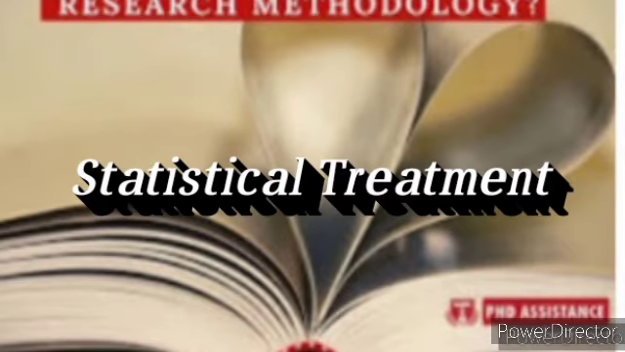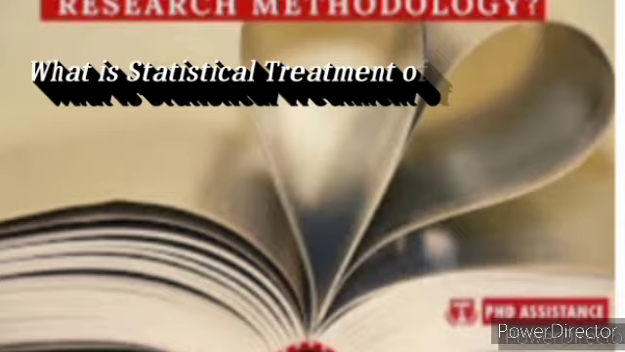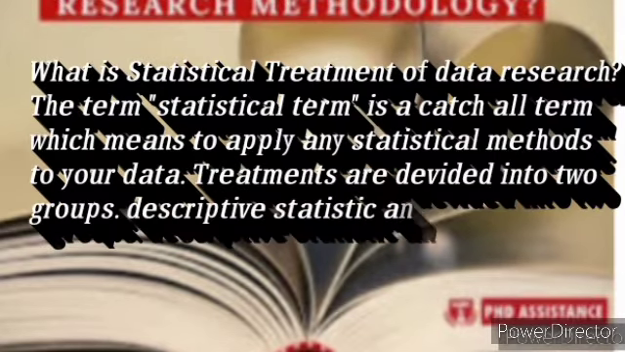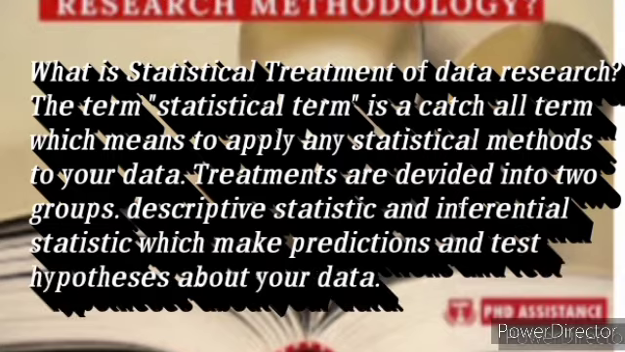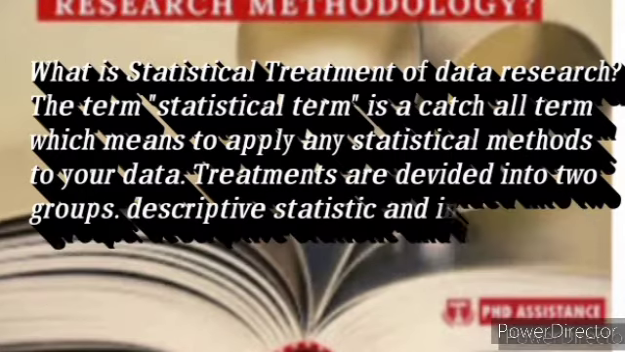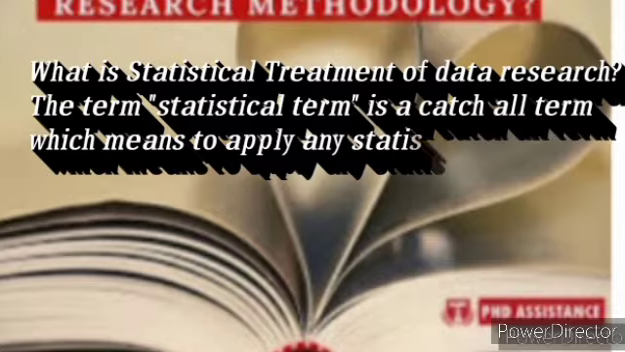What is statistical treatment of data in research? The term statistical treatment is a catch-all term which means to apply any statistical method to your data. Treatments are divided into two groups: descriptive statistics, and inferential statistics, which make predictions and test hypotheses about your data.